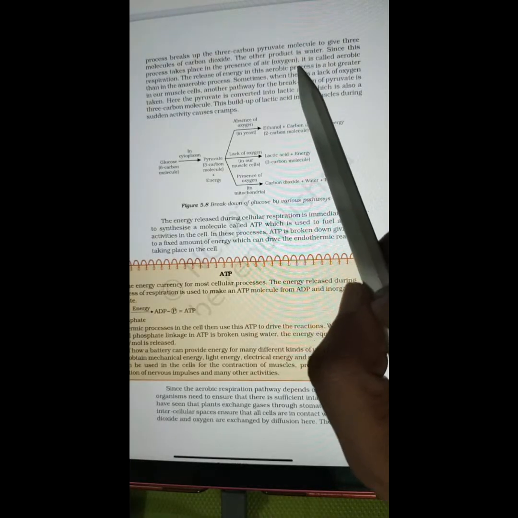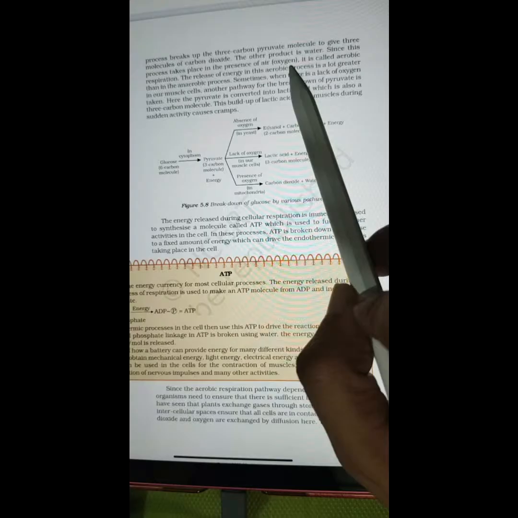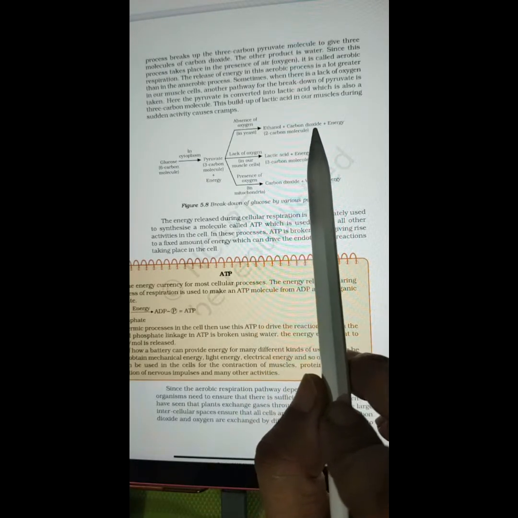Pyruvate, oxygen, aerobic respiration. Pyruvate, cytoplasm, yeast, ethanol, carbon dioxide. Lactic acid, mitochondria.